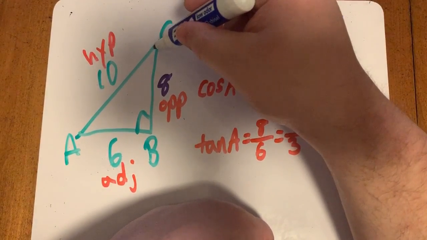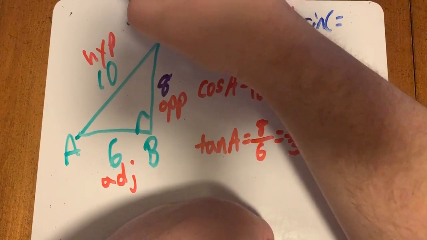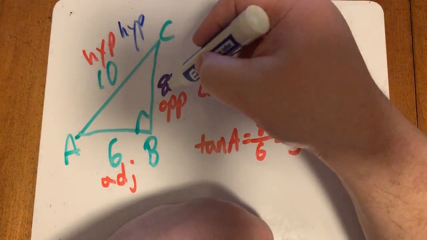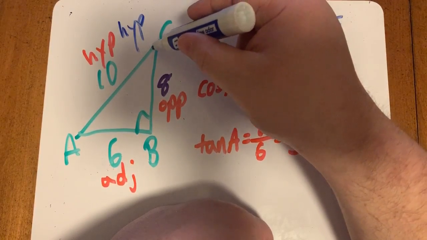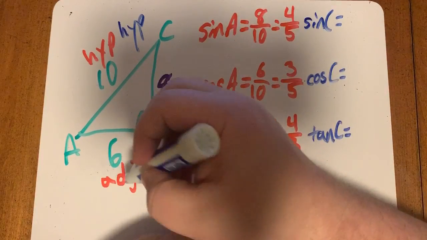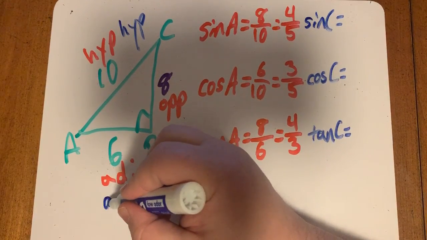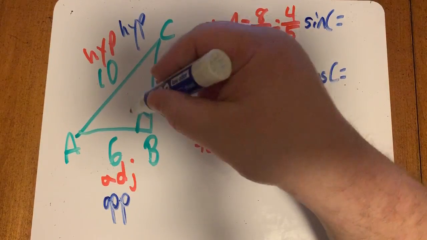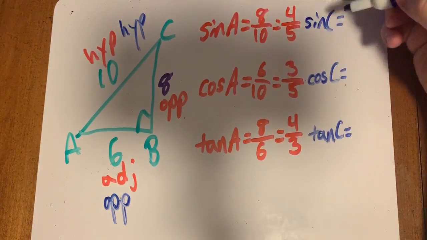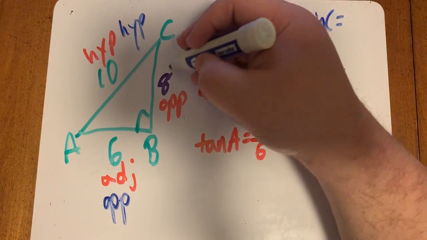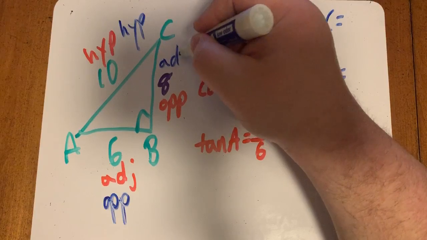So with respect to C, the 10 is still the hypotenuse. That's good. But the 8 is no longer opposite. 8 is opposite A, it's not opposite C. What's opposite C is the 6. The adjacent of A is opposite C. It always goes back to which angle you're working with. So opposite C is 6, adjacent to C is 8.